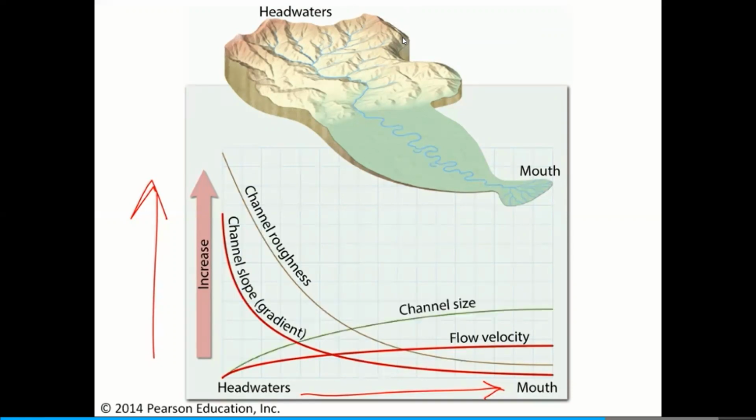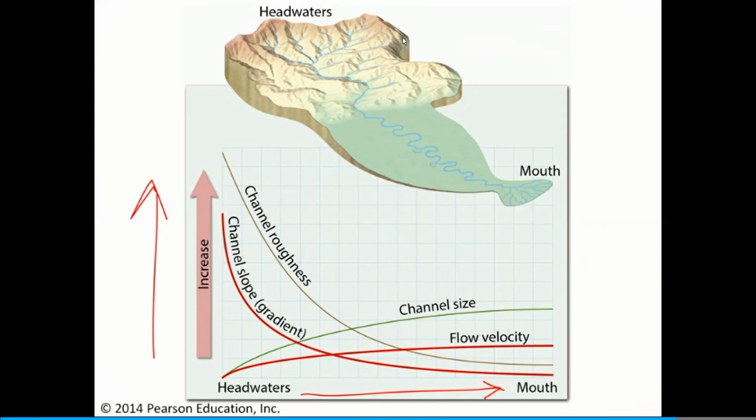A fourth variable we might consider is how big the channel is, how wide it is, and how deep it is. What's its cross-sectional area? Obviously, up near the headwaters, you just have tiny little rills, which have almost no channel size at all. When you get down towards the mouth, that's where the stream is most well developed, and so you have a large channel size.